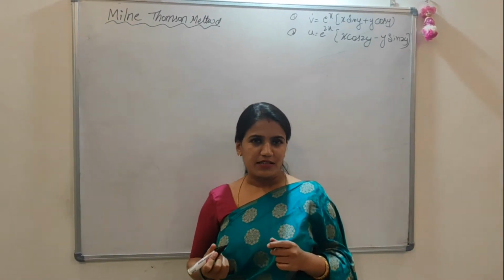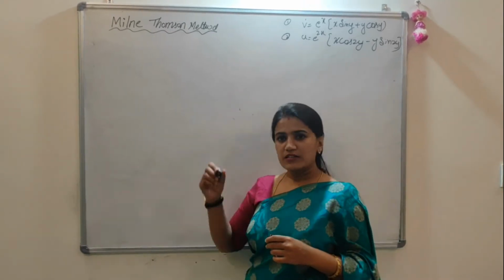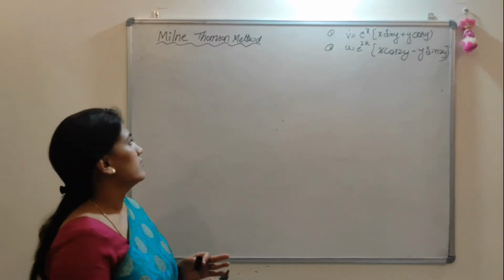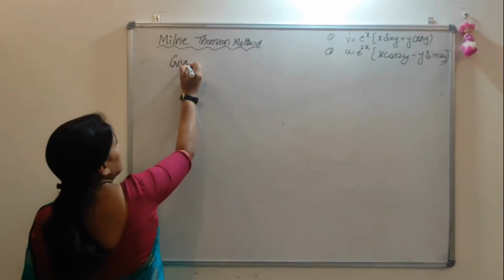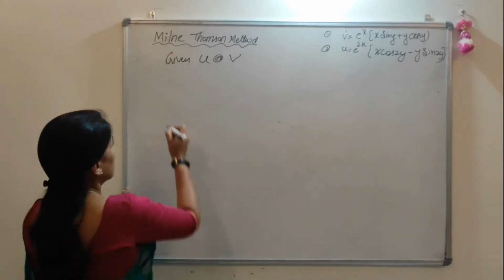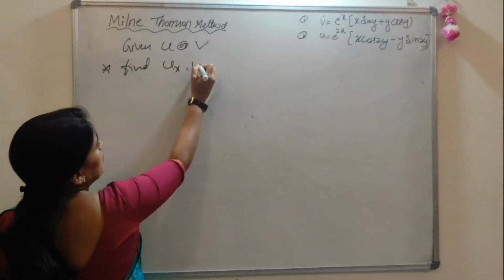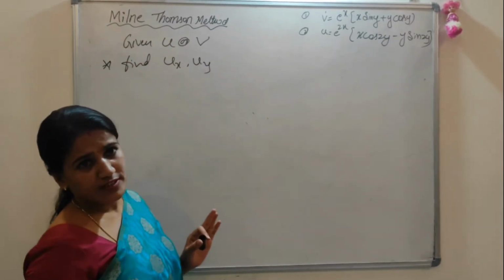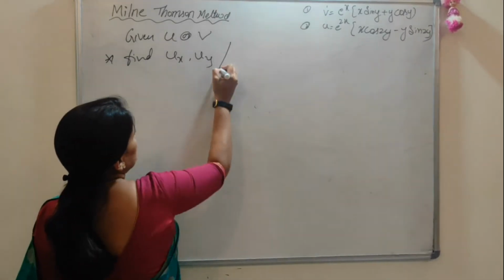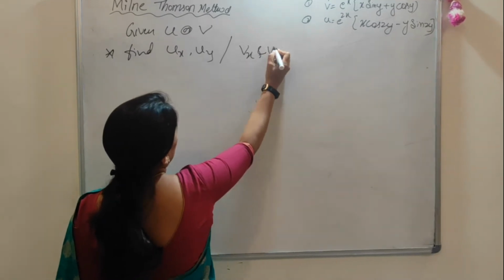Milne-Thomson method. In this method, we construct the analytic function f of z equals u plus iv. So to construct it, when u or v is given, real or imaginary part is given. Given u or v, u means real part, v is imaginary part. So first we need to find ux, uy. Understood? u suffix x means dou u by dou x, uy means dou u by dou y. Suppose v is given, imaginary part given, then find vx and vy.